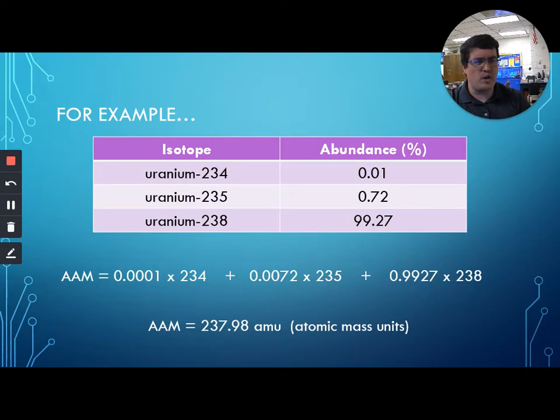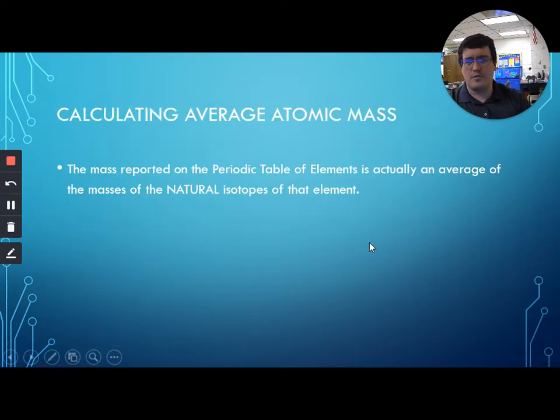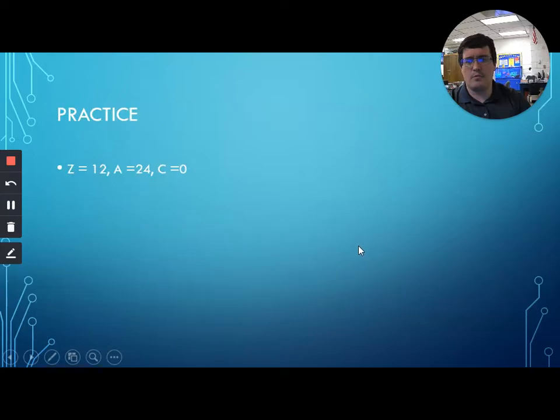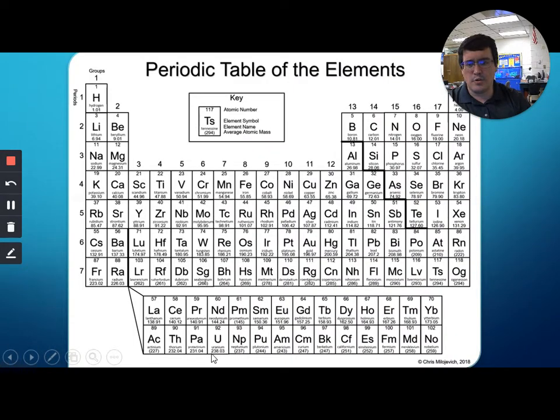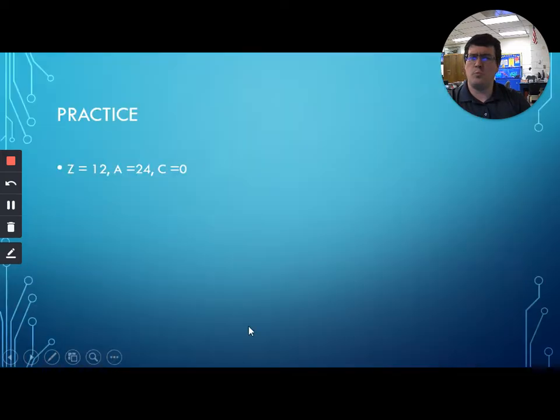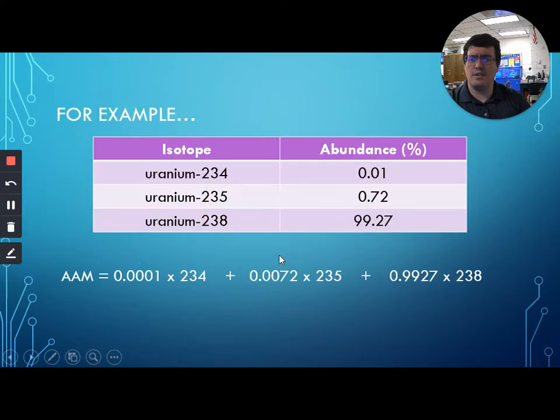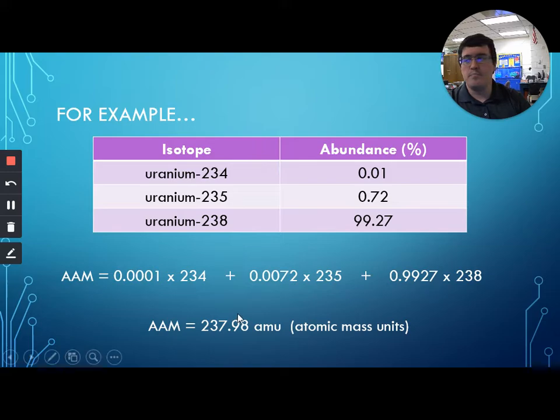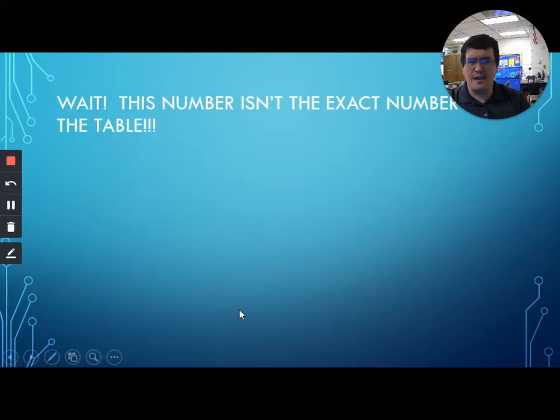Now here's where things get weird. You want to check your work, so you decide to go to the periodic table. Here's the periodic table. You look at uranium, it says 238.03. Wait a minute. What the heck? We didn't get 238.03. We got 237.98. How in the heck does that work? Well, not the exact same number, but they're pretty darn close.